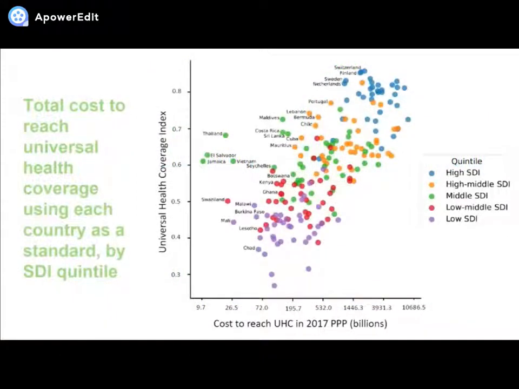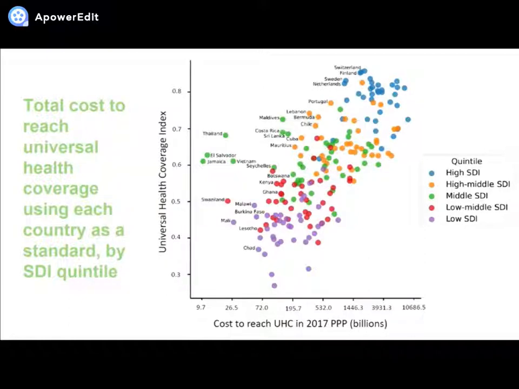So we did 195 calculations, where we used each country as the standard for utilization. And then we estimated the gap of every other country relative to that standard and calculated the cost of that. And these results here show the calculation using each country as a standard.